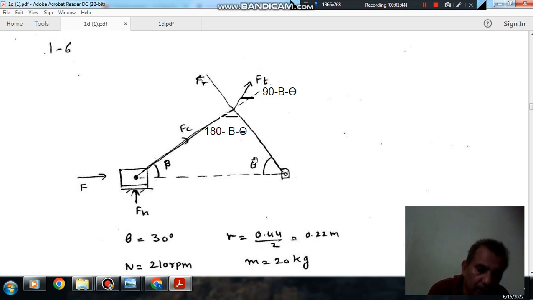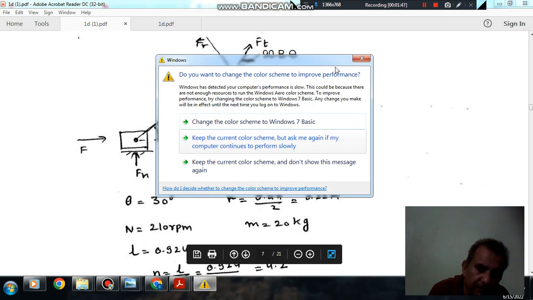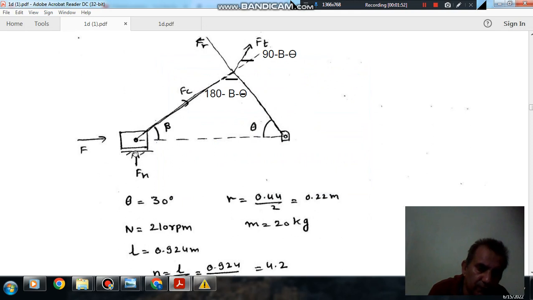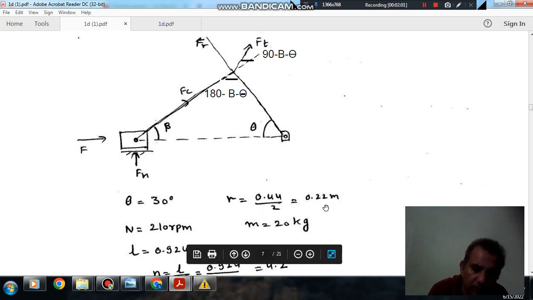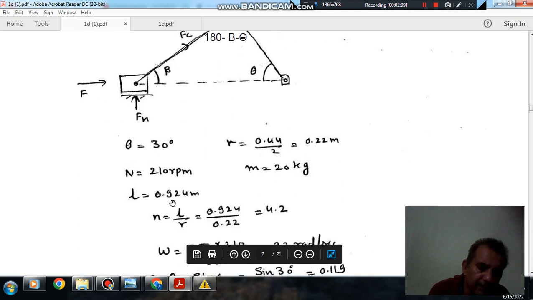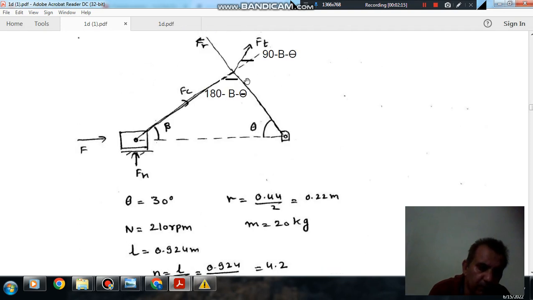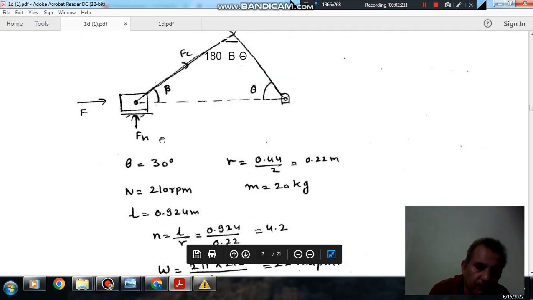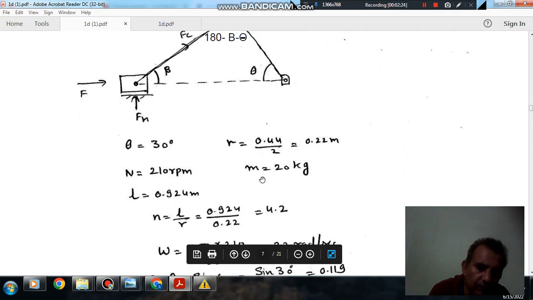Okay, so in the given condition theta is given as 30 degree and length of stroke is given as 0.44, the travel of the piston, so radius of the crank will be 0.44 by 2, that is 0.22, and mass of the piston is given as 20 kg, N is given as 210 rpm and L is given as 0.924 meter. So n is given as L by R, 0.924 by R, is 4.2.